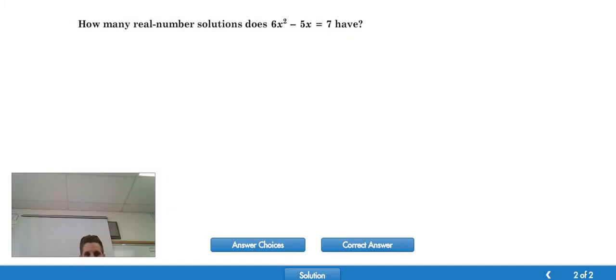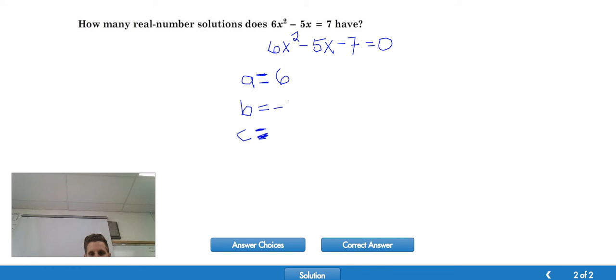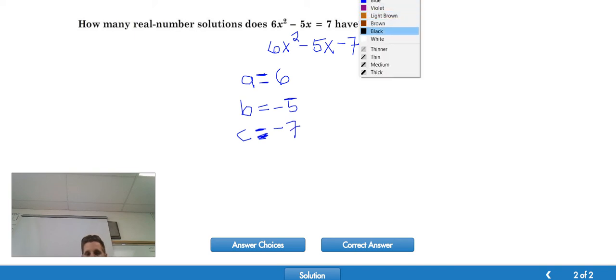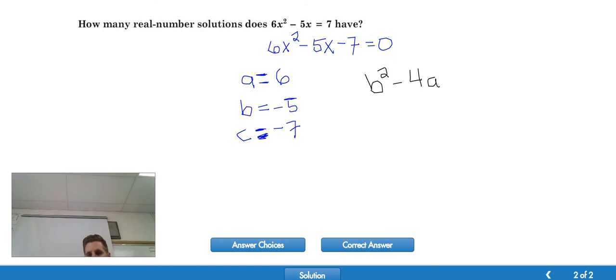Okay. Let's go ahead and try this one. Again, not in standard form, so I'm going to go ahead and subtract the 7 over. And my a, b, c values are 6, negative 5, and negative 7. Now, I don't need to write out the full equation here because I just want the b squared minus 4ac. That's all.